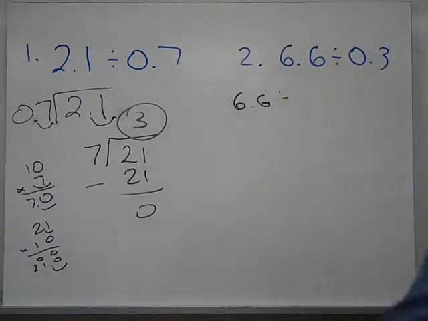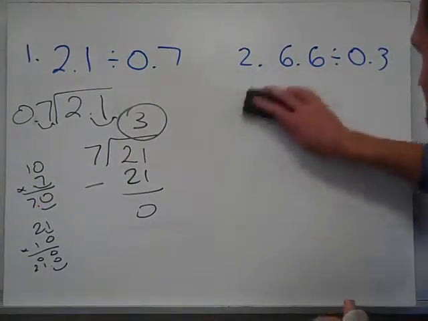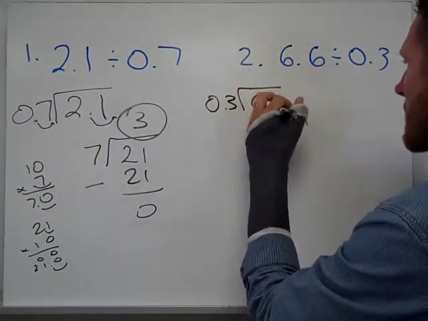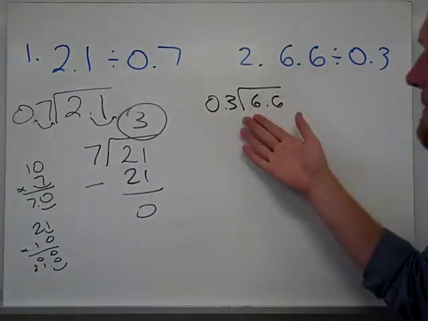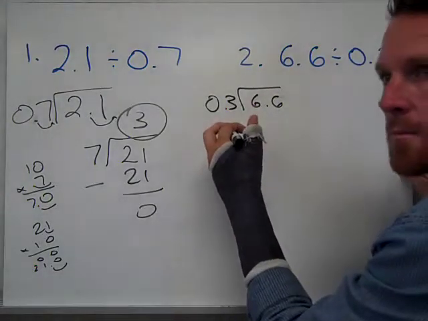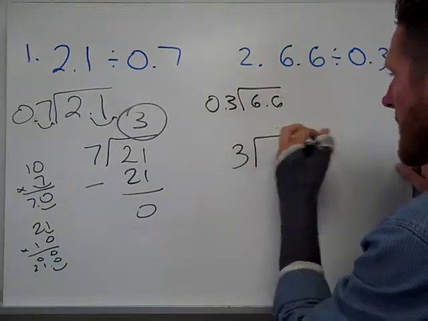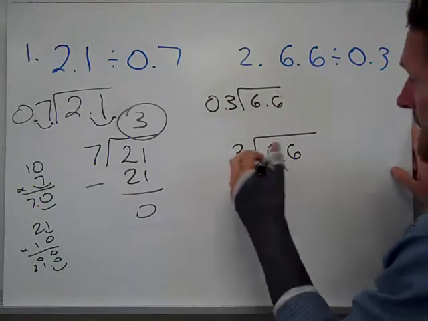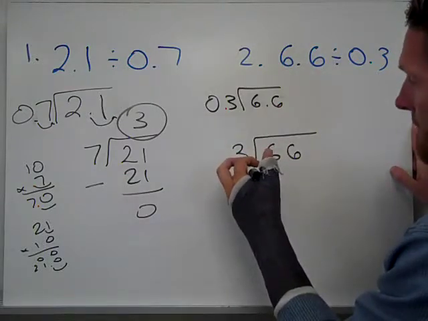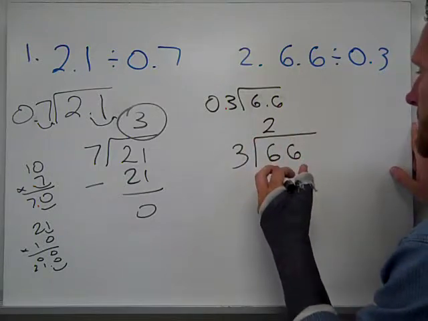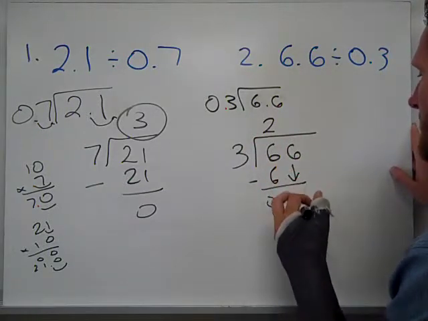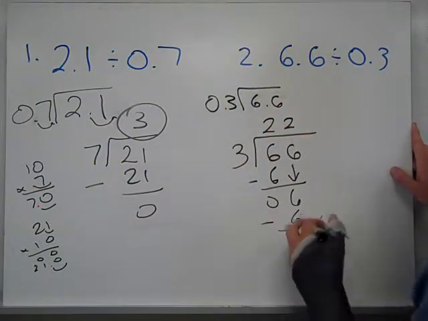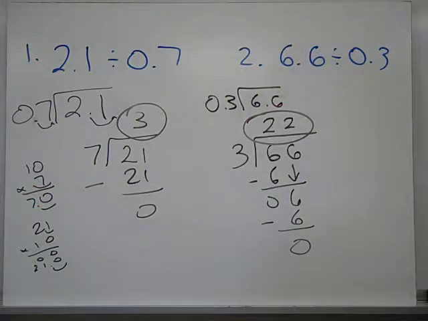Take a look at this next one. Multiply this by 10. If I take 0.3 and multiply it by 10, I get 3. If I take 6.6 and multiply it by 10, I get 66. Now divide it. 3 times what number equals 6? 2. Bring down the 6. 3 times what number equals 6? 2. My answer is 22.